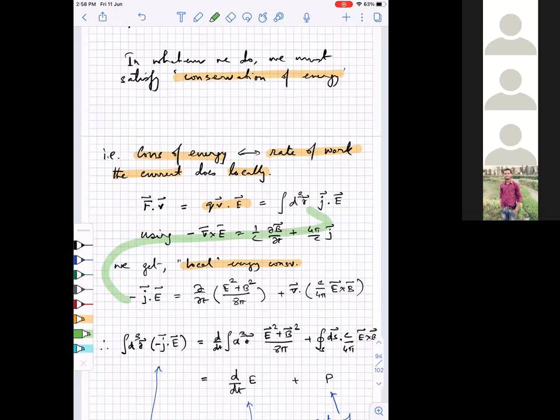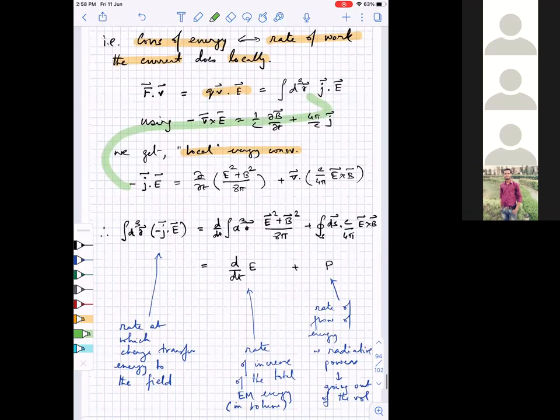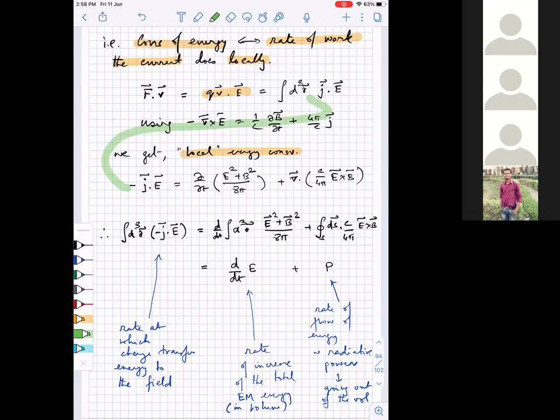So the rate of change of the EM energy plus a term which is your P, which is like a flux. On the left hand side, I have the rate at which the current is transferring energy to the field. So that's the work done. And on the right hand side, this energy that's going to the field is doing two things. One, it is escaping out, and the escaping out is the rate of flow of energy, which is this P.